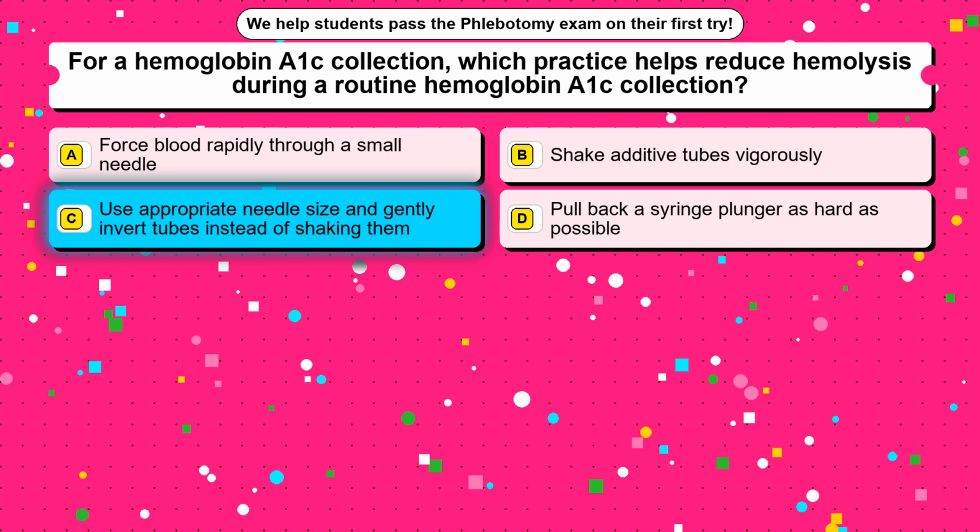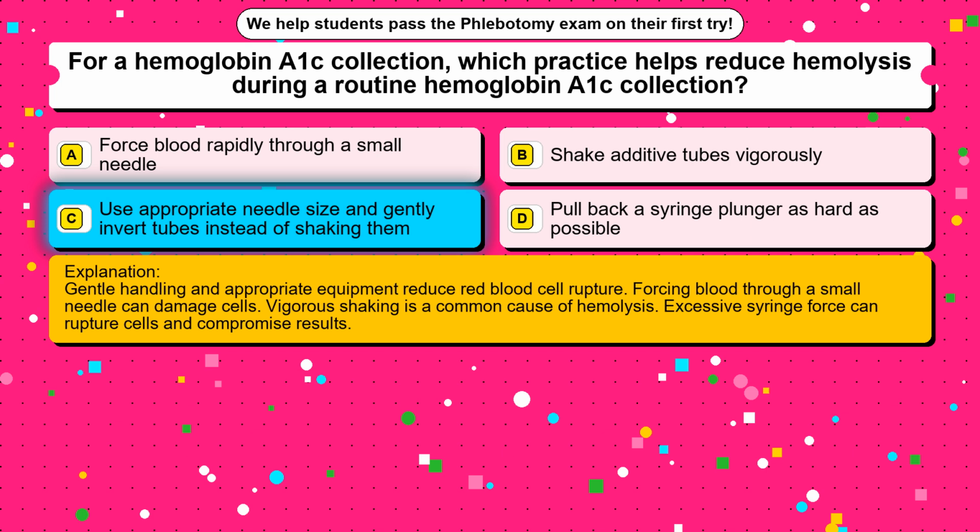The correct answer is option C. Use appropriate needle size and gently invert tubes instead of shaking them. Gentle handling and appropriate equipment reduce red blood cell rupture. Forcing blood through a small needle can damage cells. Vigorous shaking is a common cause of hemolysis. Excessive syringe force can rupture cells and compromise results.